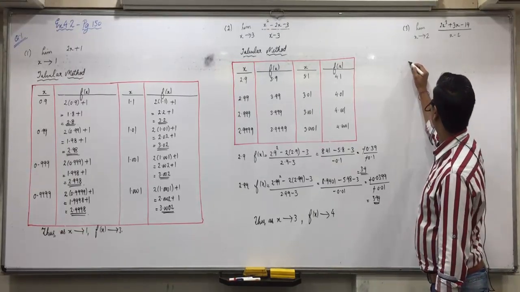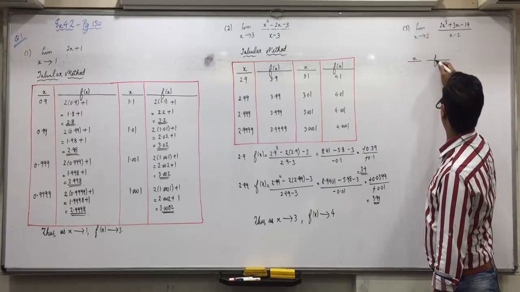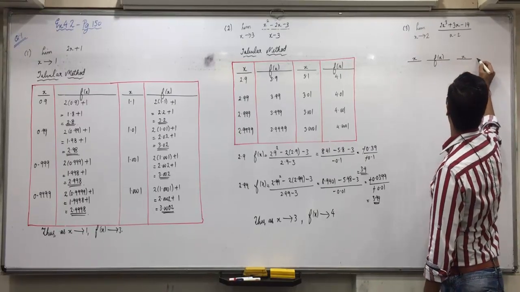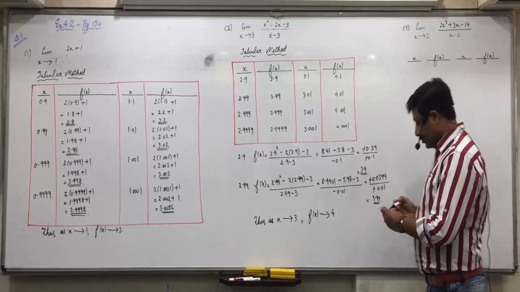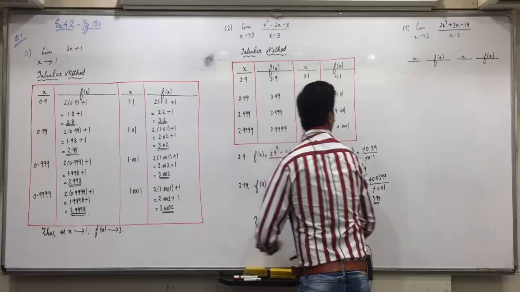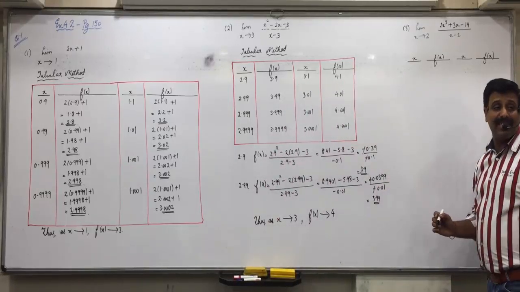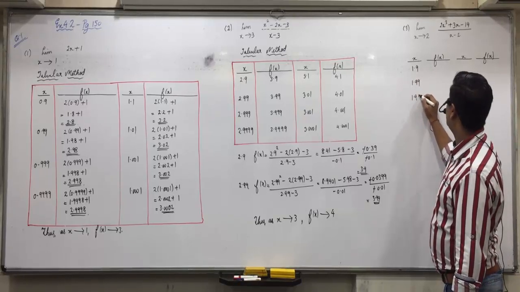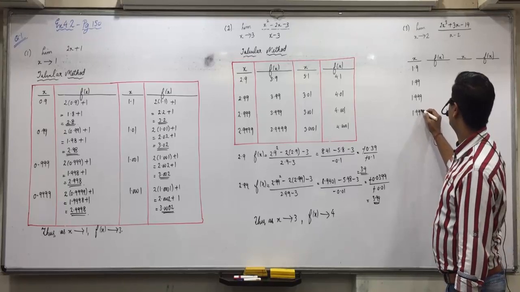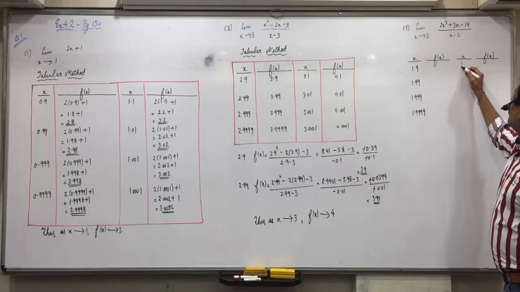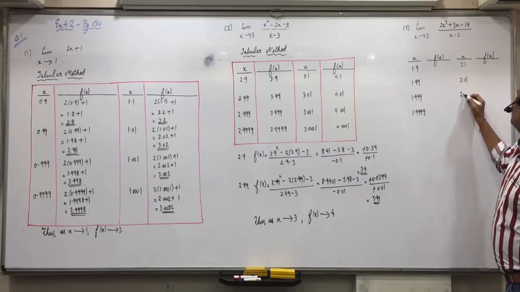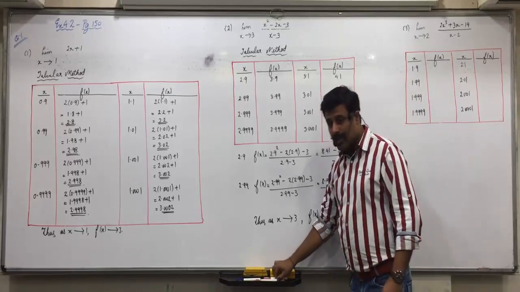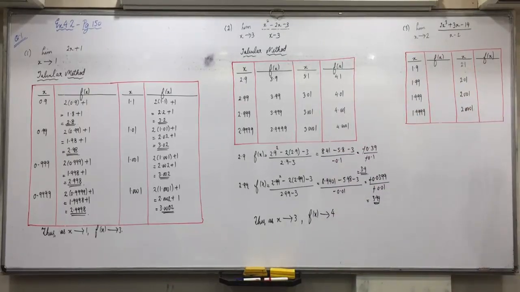Take the same columns. X, fx, x, fx. Which 4 values will I take on the left side of the number line? 1.9, 1.99, 1.999, 2.1, 2.01, 2.001, and 2. Now, no need to show even one of the values, you can directly use the calculator for that as I'm saying. So do it. Who is still writing up till here?